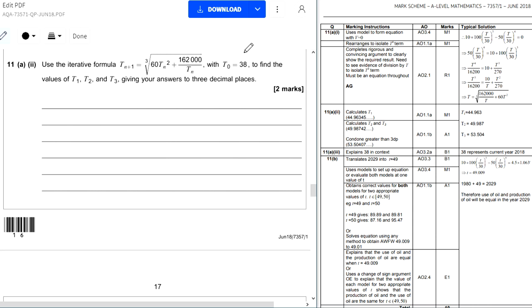Use the iterative formula tn plus 1 with t0 being 38 to find the values of t1, t2, and t3. Give your answers to 3 decimal places. So this is literally just a substitution question. So t1 is the cube root of 360 times t0 squared, so that's 38 squared, plus 162,000, all over 38. And then that's going to give you t1.